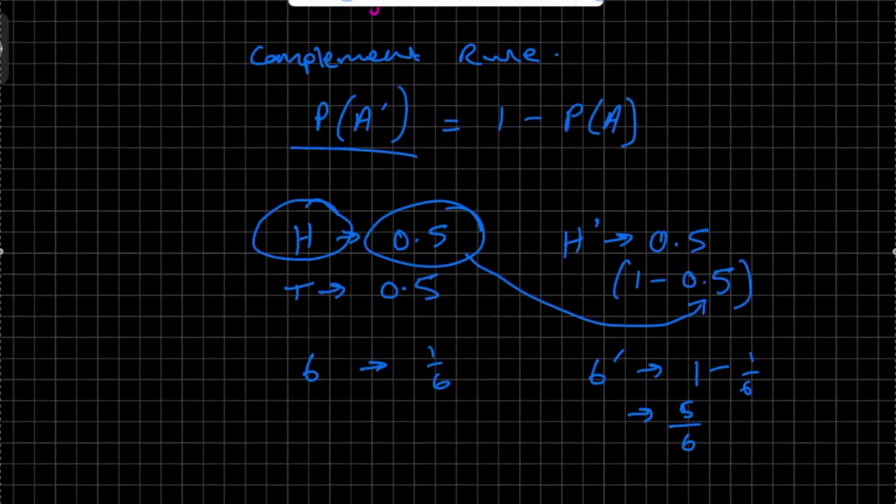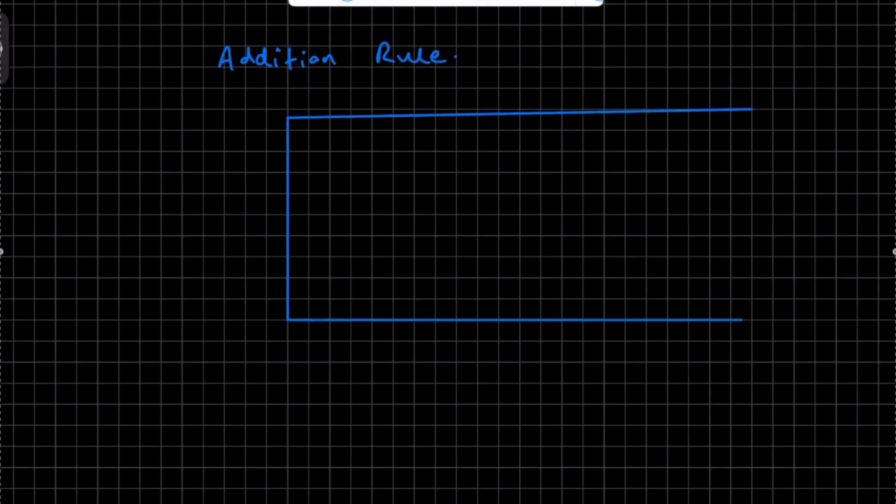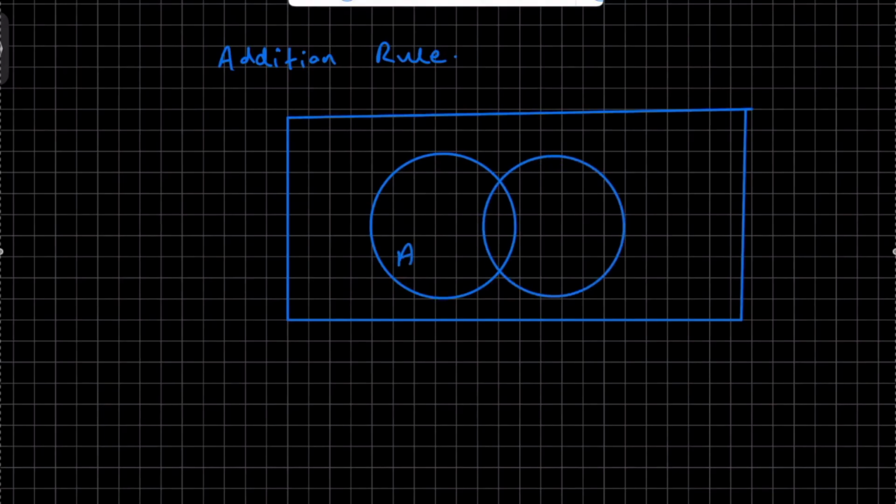Our second rule that we will be going through is our addition rule. Now, before we begin explaining this, let's draw up a Venn diagram. Our addition rule is often used to determine the probability of 2 events occurring. So we can either have event A occur, or event B occur, or both events A and B occur.